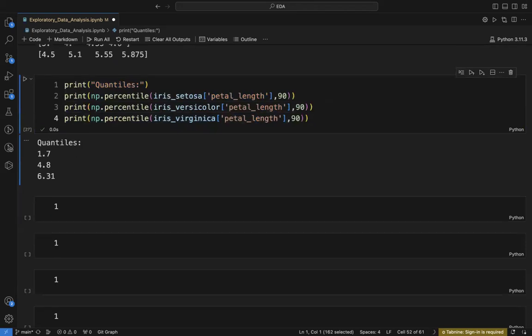Fine. Now let's look at the 90th percentile values, right? The 90th percentile value for Setosa is 1.7. For Versicolor it's 4.8, and for Virginica it's 6.31. Now you might say, why the heck this 90th percentile? Why did you pick the 90th percentile specifically? So let me give you an intuition of why I have picked it.